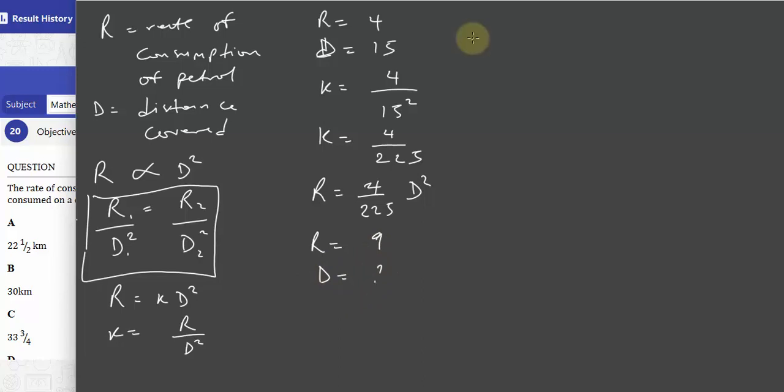So what that means is you should just plug in the value of r as 9 in this formula that we have, and that gives you 9 equals 4 over 225, then d squared. So the question is basically telling you to look for the value of d given the value of r. So let's solve for d.